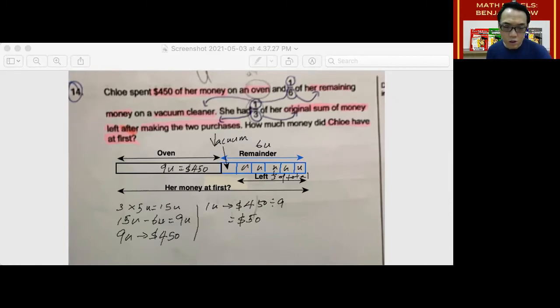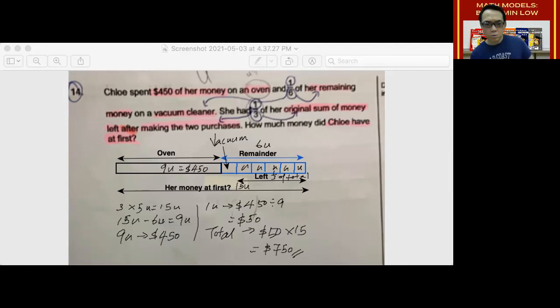So the question is, how much did she have at first? Could you tell me the last step? If you're thinking that the last step is 15 units, so you should take 15 times 50, then of course you are absolutely right. So the total here would be 50 times 15, and then you can press your calculator, and you should get $750 at first.